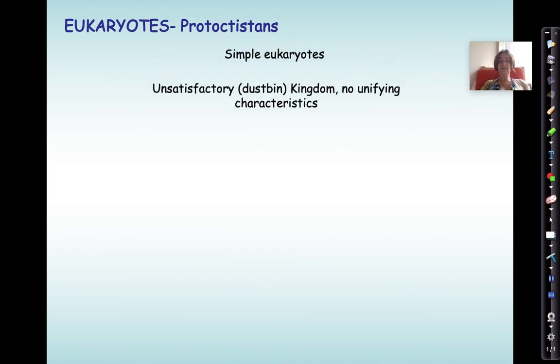Now, we said that within the eukaryotes, okay, so we've got those archaea, which are those extremophiles. We've got the eubacteria, and now we're in the eukaryotes. That's our three domains.